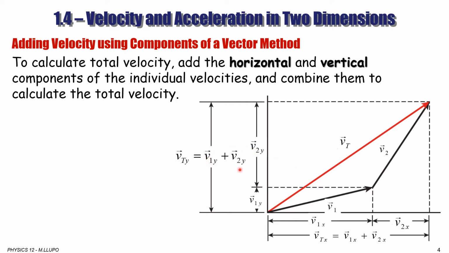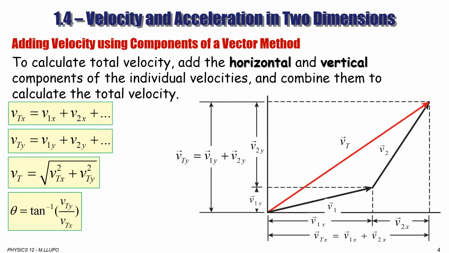The same thing. Add all y's together, you get total y, and add all x's together and you get total x. Then it's pretty much the same thing. You can use the Pythagorean theorem and tan negative 1 to get the magnitude of the total velocity and its direction. So that is very, very similar to what we learned already.